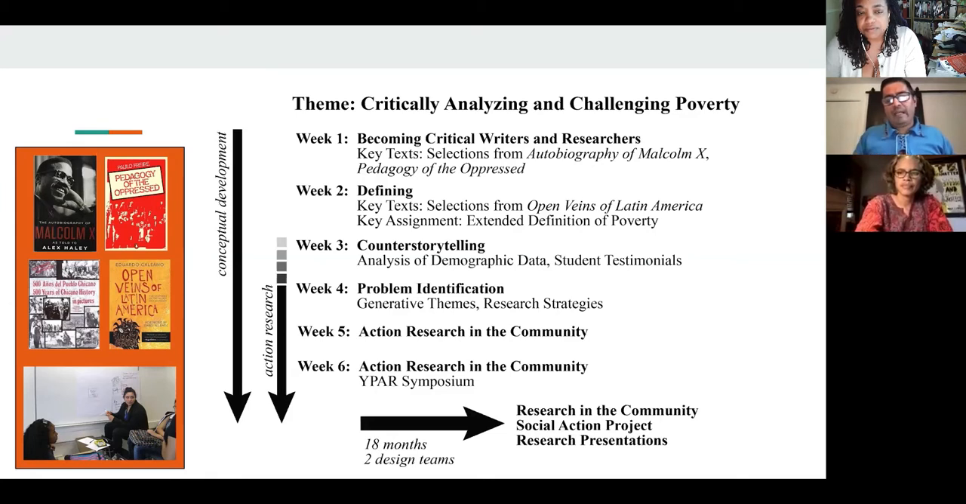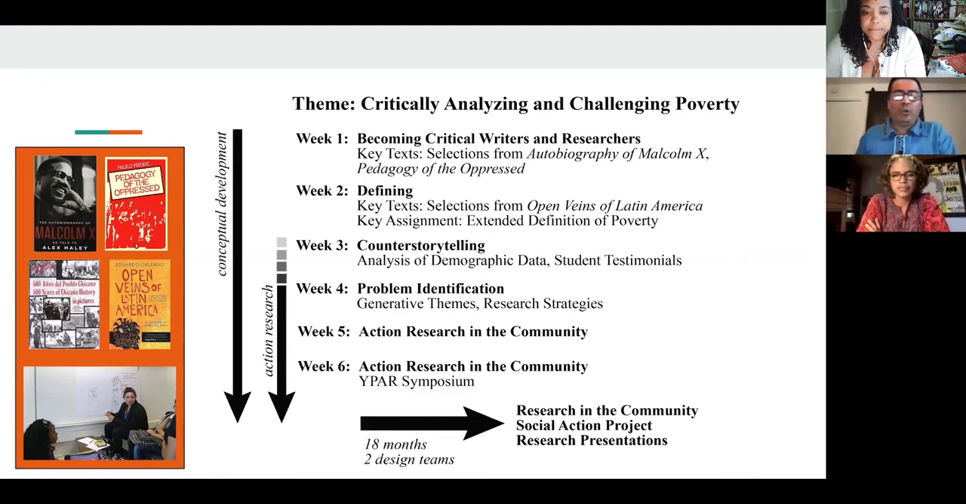We looked at ways in which society defines who we are in terms of all of our identities. Because the students had chosen this theme of poverty, I was very intentional in looking at Open Veins of Latin America. That's a text that gives us a broader historical understanding of Brown peoples coming from Latin America who are situated in the US Southwest, and how they can understand the historical construction of poverty. What I focused on, if you notice the key assignment, was an extended definition of poverty that the students developed.